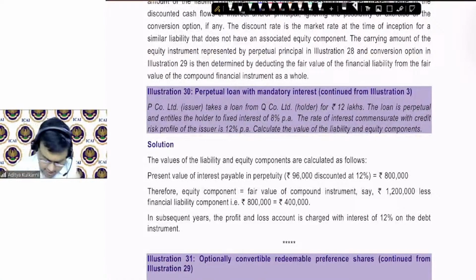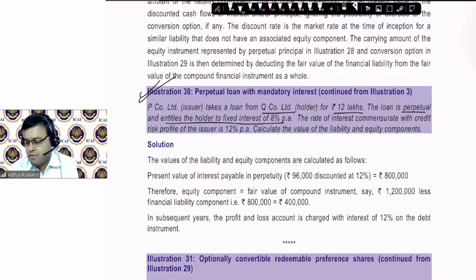Illustration 30. This one. Perpetual loan with mandatory interest. P Limited takes a loan from Q Limited for 12 lakhs. The loan is perpetual, entitles the holder to fixed interest of 8% per annum. Rate of interest commensurate with credit risk profile is 12%. Calculate the value of the liability as well as the equity components.